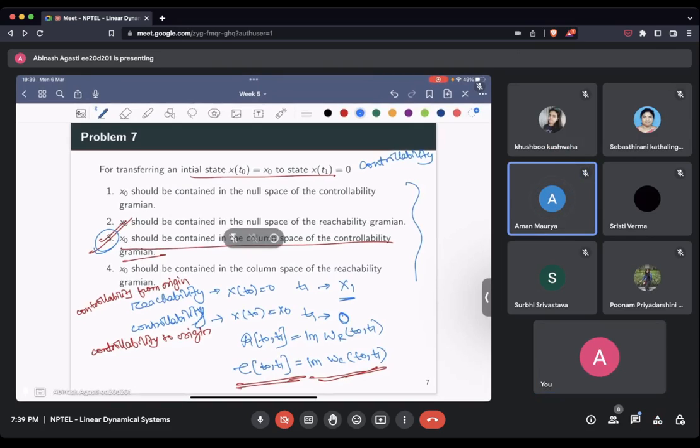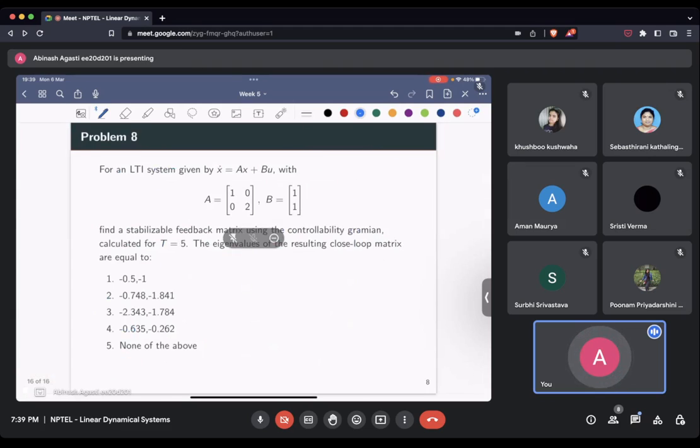Clear, sir. Okay. So then we move on to the final question for the day. For an LTI system given by this A matrix and this B matrix, find a stabilizing feedback matrix using the controllability Gramian calculated for t equal to 5. We have to find the eigenvalues of the resulting closed loop matrix. Sorry, there are a lot of typos today.